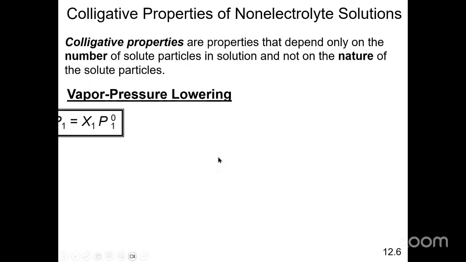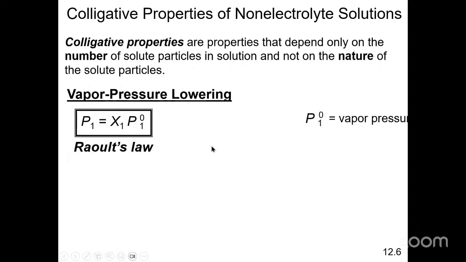And there are four colligative properties we'll be looking at. One is called the vapor pressure lowering. The other one is called the freezing point depression. The third one is the boiling point elevation. And the fourth and final one is osmotic pressure. So those are the four colligative properties. So we're going to start off by looking at vapor pressure lowering.